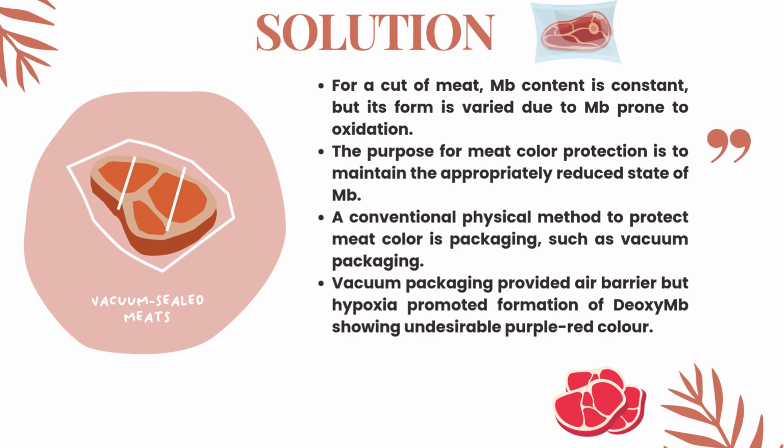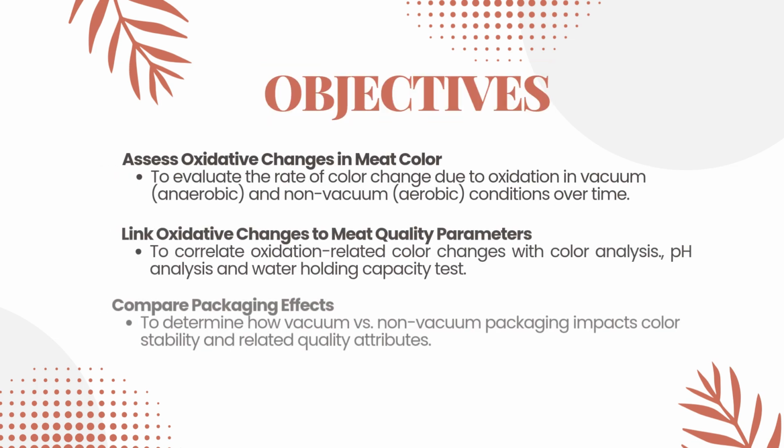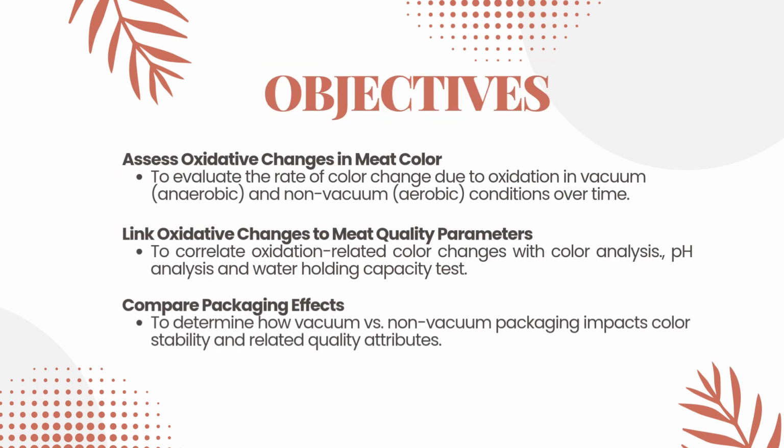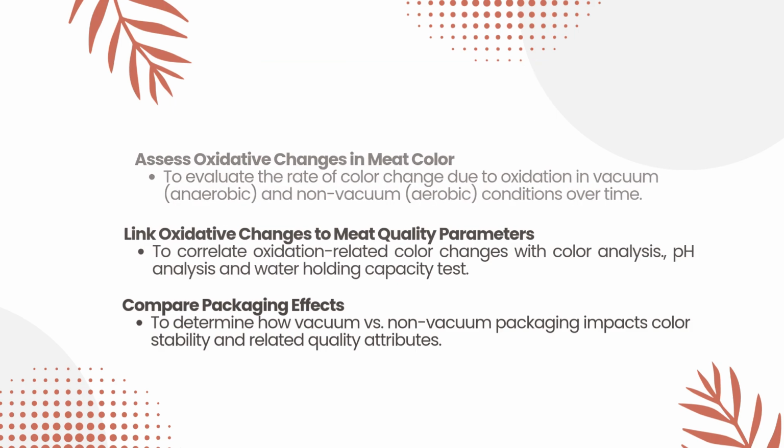Vacuum packaging is the conventional physical way to protect meat color. It provides an air barrier to inhibit the hypoxia-promoted formation of deoxymyoglobin. This experiment is to assess oxidative changes in meat color, besides comparing packaging effects between vacuum and non-vacuum towards color stability and related quality attributes.